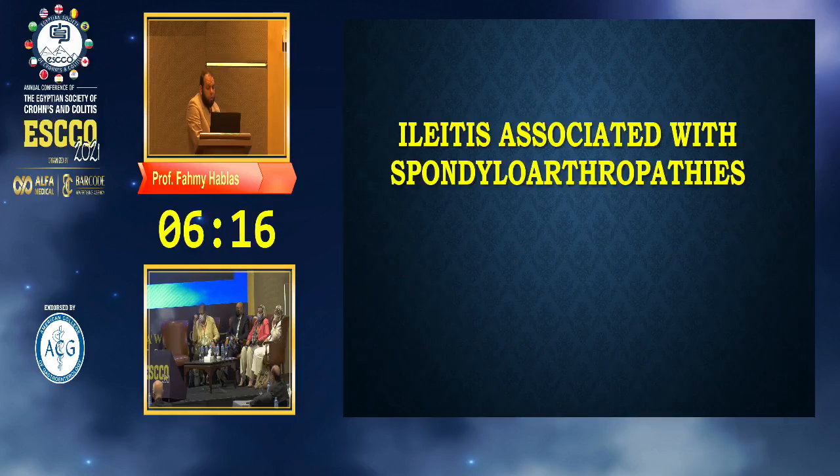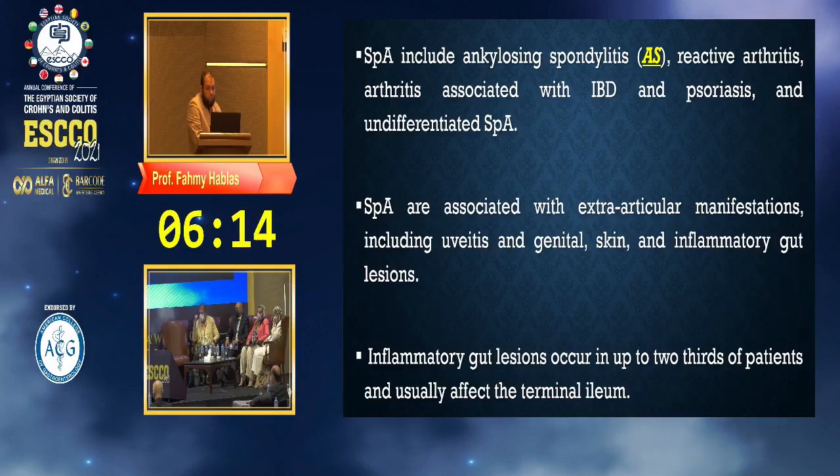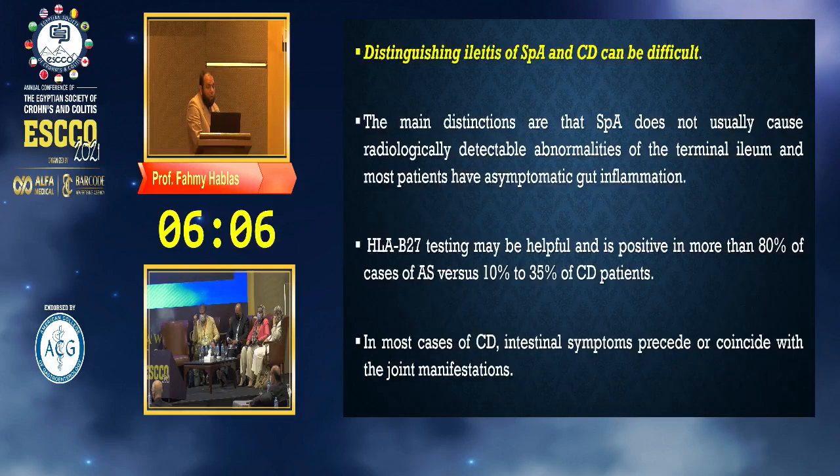Ileitis with spondyloarthropathies: we know that spondyloarthropathies, which are ankylosing spondylitis and reactive arthritis, also have gut inflammation in 2/3 of patients. The distinguishing features between ileitis with spondyloarthropathy and Crohn's may be difficult. The main distinction is that spondyloarthropathy does not usually cause radiologically detectable abnormality of the terminal ileum on CT.